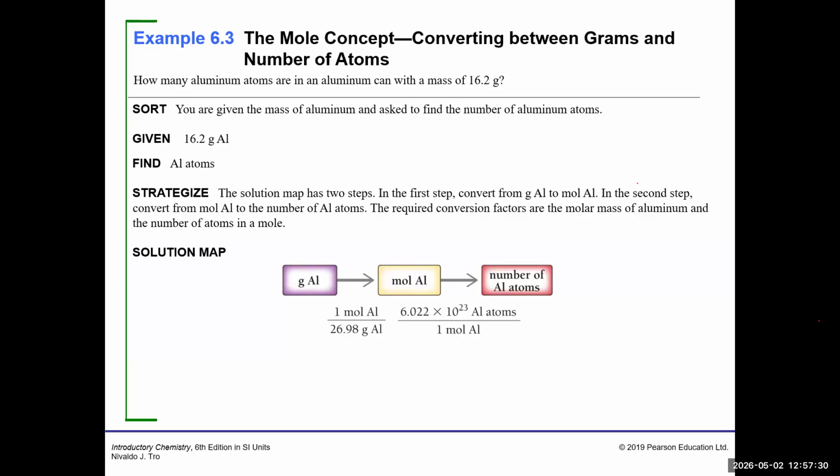The solution map has 2 steps. The first step is to convert aluminum grams to moles. You see, because if you don't do that, we have, like I said, 1 mole of an element, right?